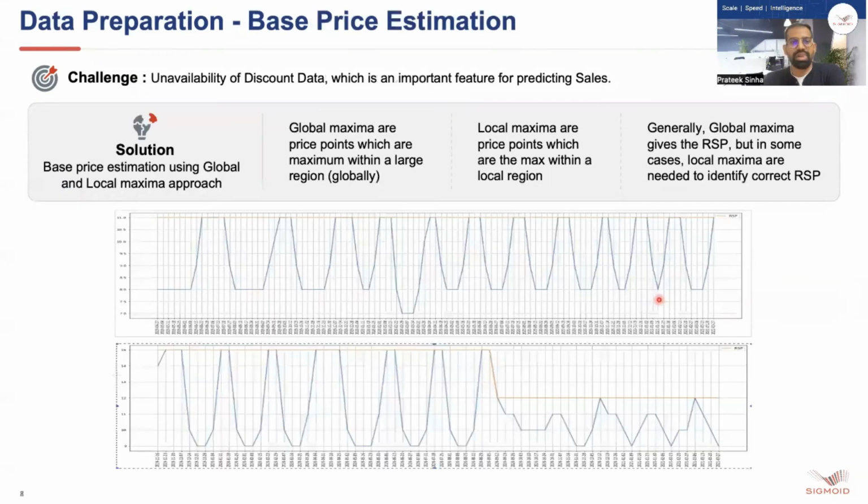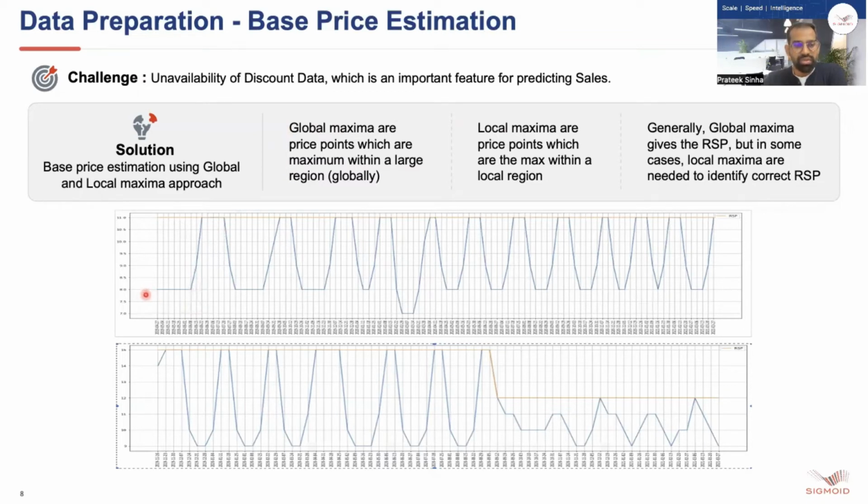After this, let us discuss about the base price estimation. The challenge here was that we did not have discount data, which is an important feature for predicting sales. So we had to estimate discount and we estimated it using the price data that we had.